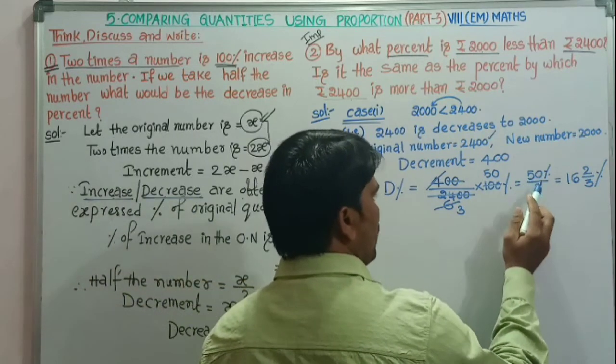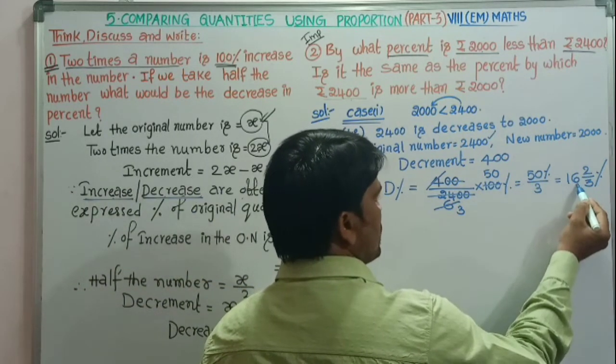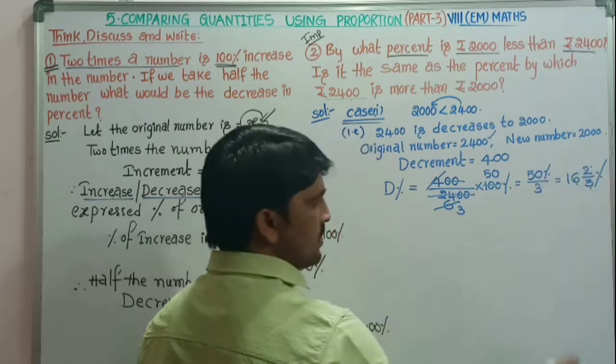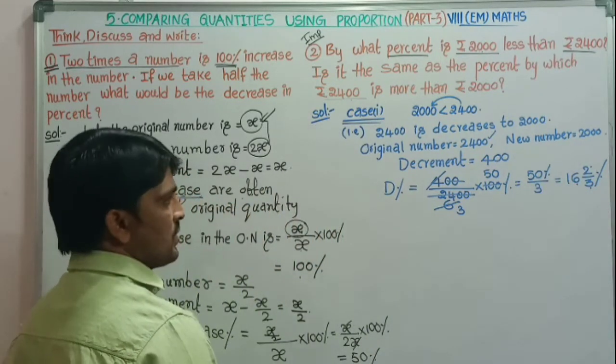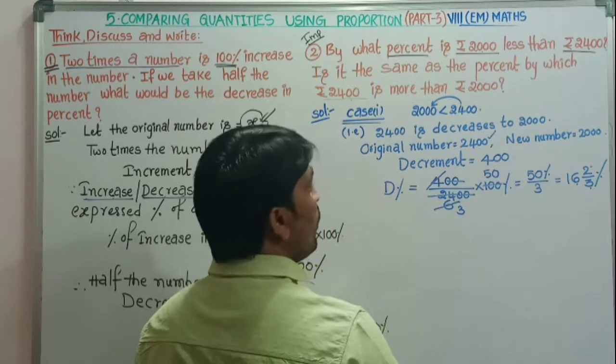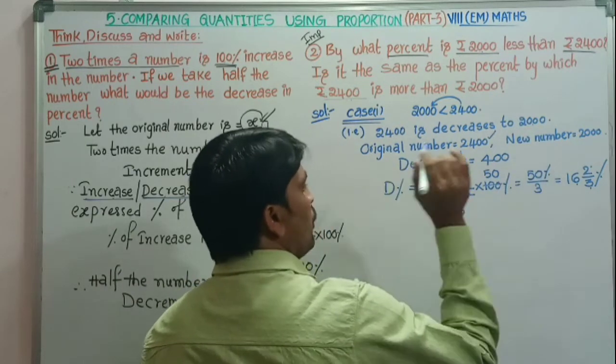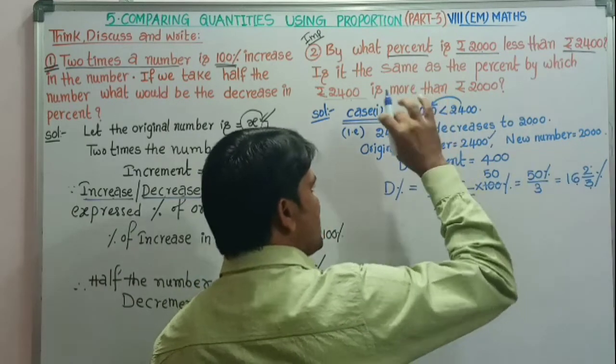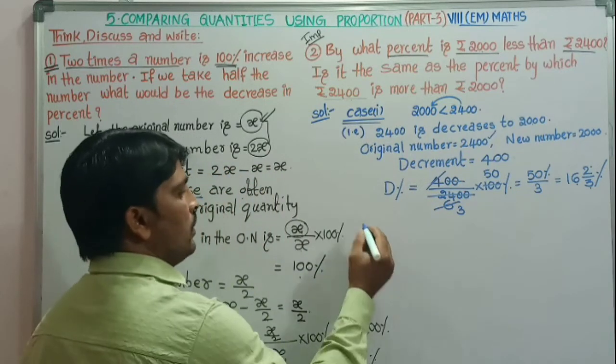If we divide 50 by 3, we get quotient 16, remainder 2, divisor 3. That is equal to 16 whole 2 by 3%. That is, 2000 is 16 whole 2 by 3% less than 2400.